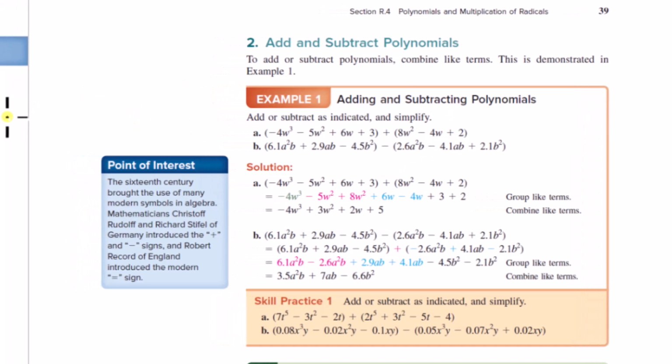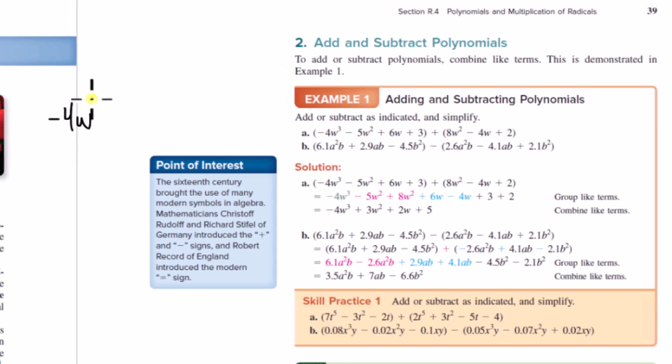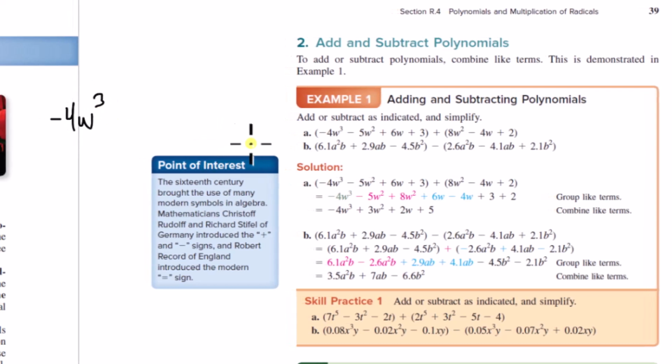You'd have minus 4w cubed, which isn't going to be able to combine with anything. Then minus 5 plus 8 is going to be positive 3. Then 6 minus 4 is going to be positive 2. And then 3 plus 2 is going to be positive 5. And there we go.